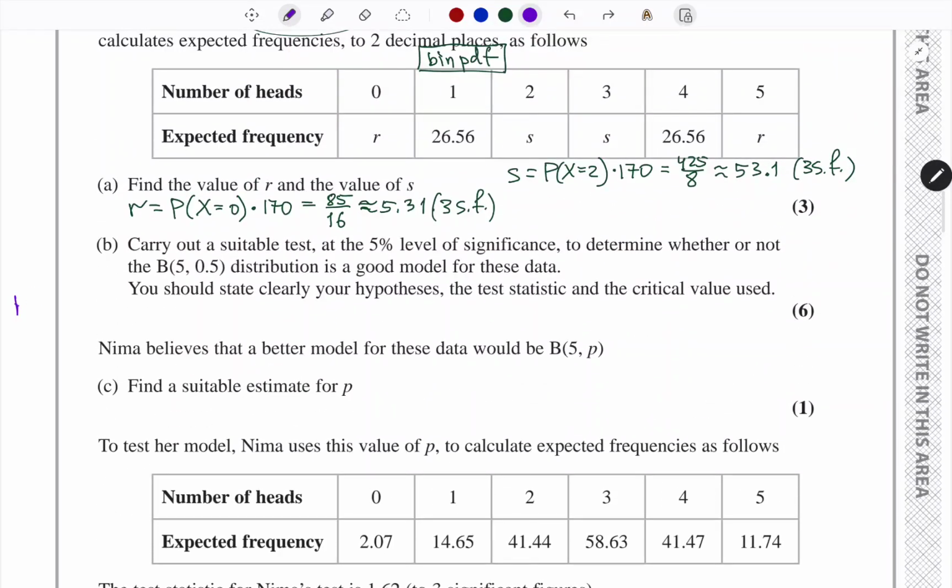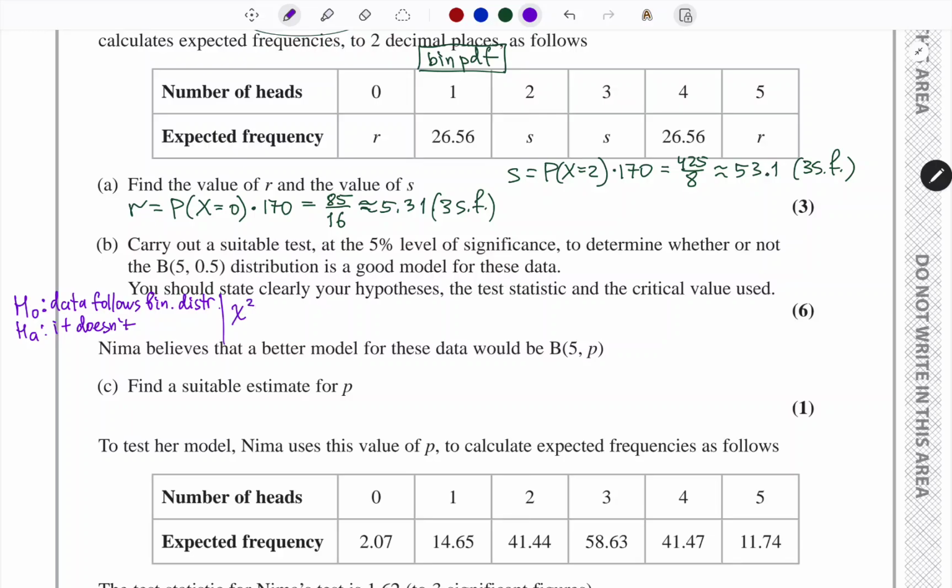Okay, let's try to write over here. H0, null hypothesis: the data follows binomial distribution. This is my null hypothesis. And of course, the alternative hypothesis denies it, so it doesn't follow binomial distribution. Then after that, it's chi-square test.